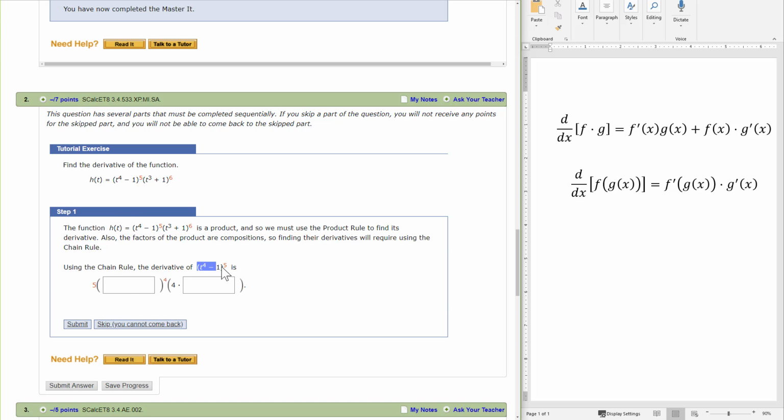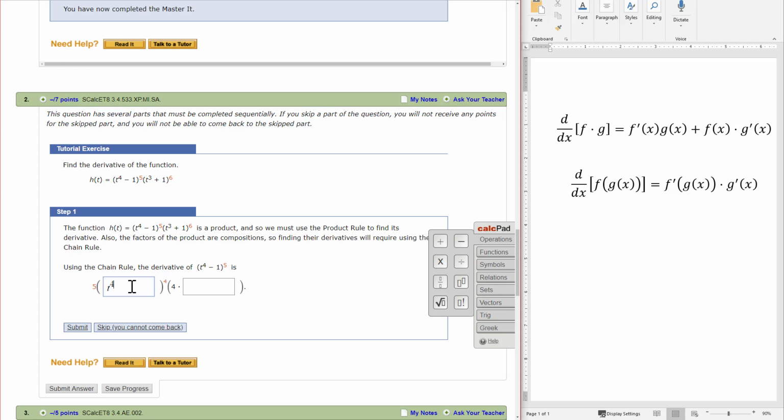Using the chain rule for the first factor, that's t to the fourth minus 1 raised to the fifth power, we use the power rule, and then we take the derivative of the inside. So the power rule says you take the power and bring it out in front, so they've already done that. And then we have the inside, just the actual inside. So that's t to the fourth minus 1. And then we're going to subtract 1 from the power, so that's 5 minus 1 is 4, raised to the fourth power.